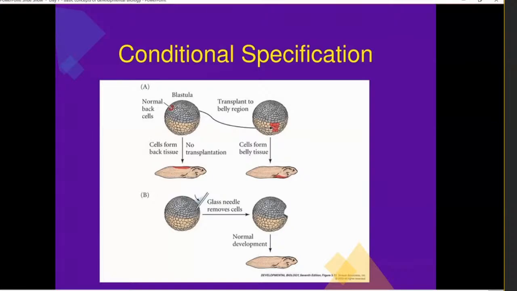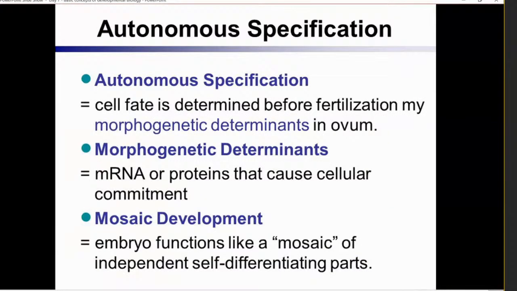In the human body, the cell fate is determined by fertilization, by morphogenetic determinants in the ovum. What are the morphogenetic determinants? They are mRNA or protein that causes cellular commitment. That protein carries the signal that this cell can be specified for cell differentiation. In mosaic development, the embryo functions like a mosaic of independent cell differentiation parts. Each and every cell develops into differentiating parts.